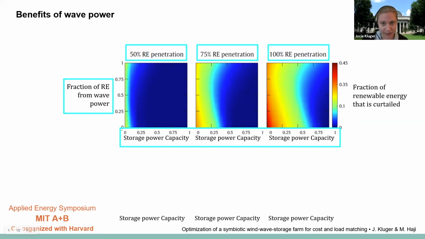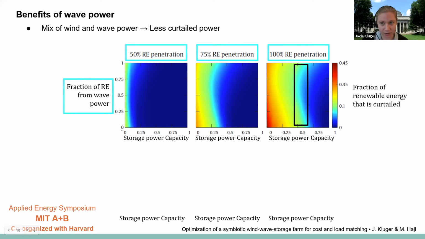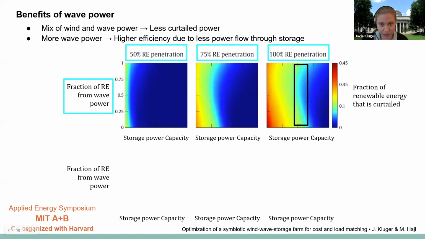And the x-axis of this plot varies the power capacity of the storage system, where 1 corresponds to a storage system with a power capacity that matches the peak electric demand. These plots show the annual fraction of renewable energy that is curtailed. And we can see that for a moderate amount of energy storage, a mixture of wind and wave power has less curtailed power than a farm that is solely wind or solely wave power. These trends are more significant as the renewable energy penetration increases.